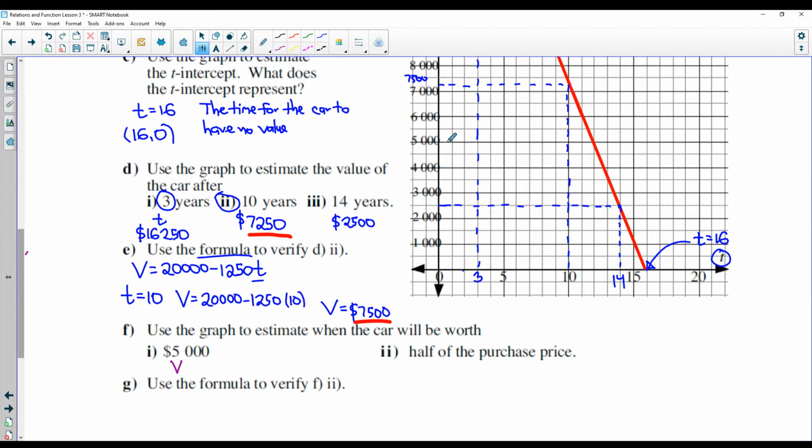So if we go to 5,000 and I go across, and again, there might be a little bit of discrepancy between what I get and what you get just based on the line. Now, it does look like it actually hits this grid line intersection here. So then if we go all the way down, that looks like 12. So my time would be equal to 12 years.